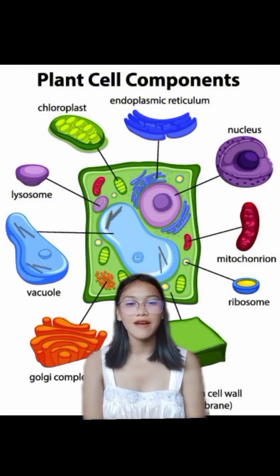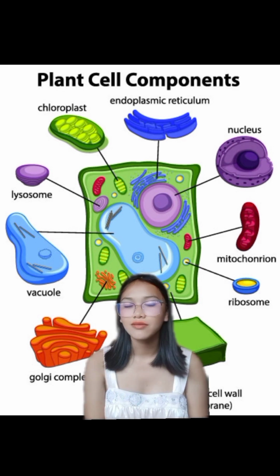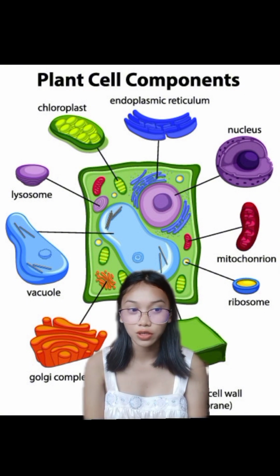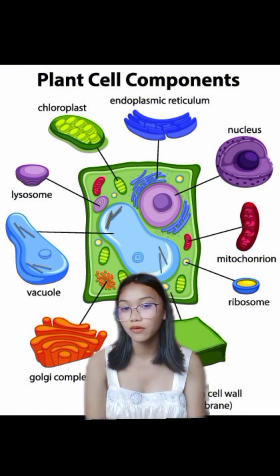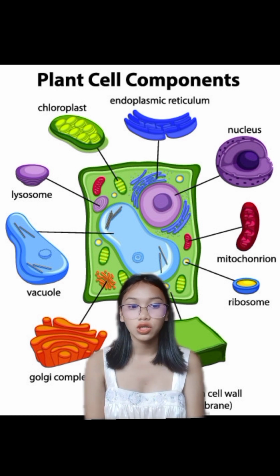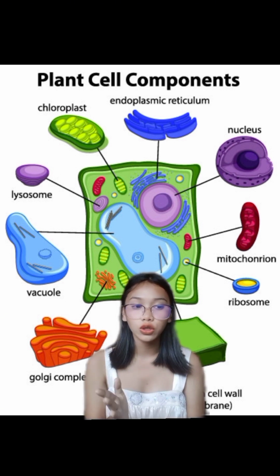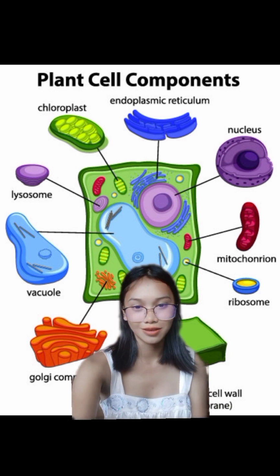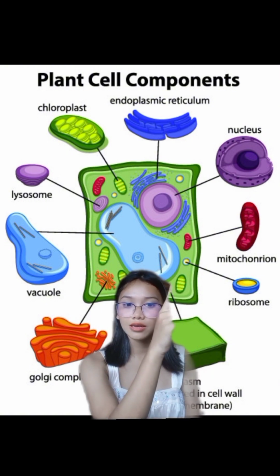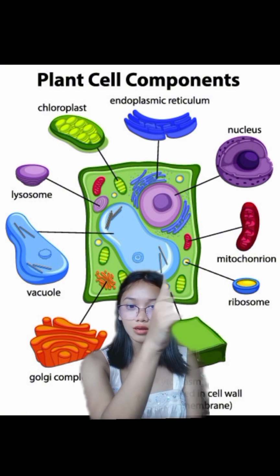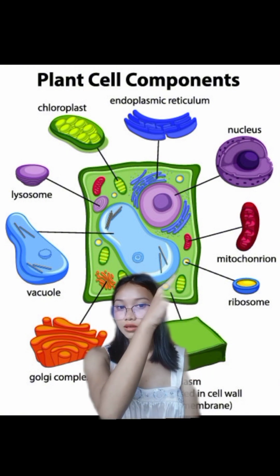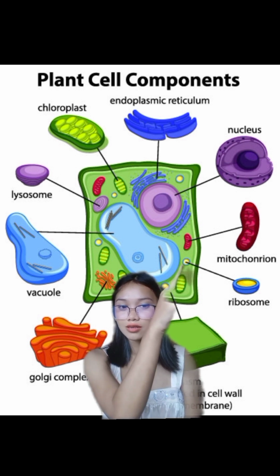So next we have ribosomes. So what is ribosomes? So ribosomes in plant cells are essential molecular machines responsible for translating genetic information into the functional proteins, which are vital for the functioning and survival of the cells. Also, the main function of the ribosomes is for photosynthesis. So this is ribosomes. This one. Yeah, that is ribosome.